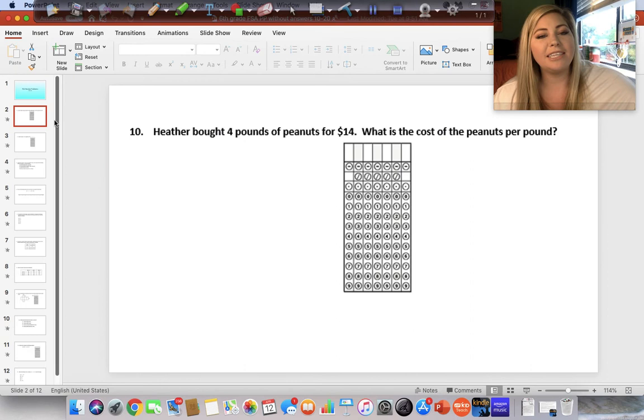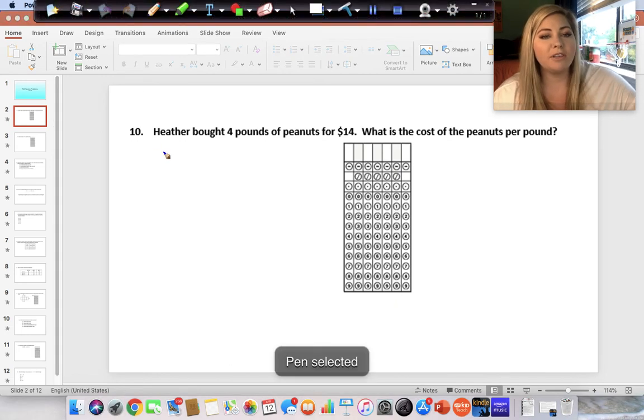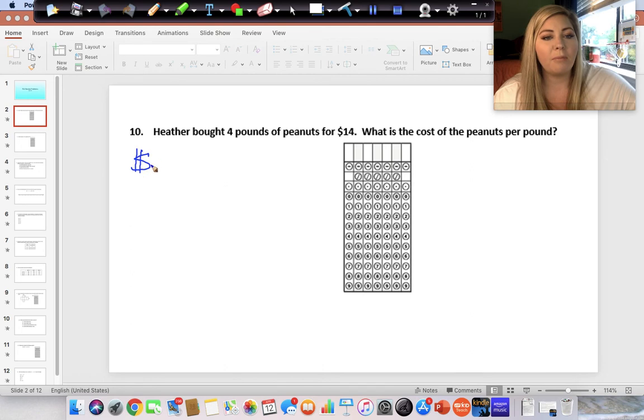All right, number 10 says, Heather bought 4 pounds of peanuts for $14. What is the cost of peanuts per pound? So in order to solve this problem, we're going to put our money on top. Our 4 pounds goes on bottom. What we're looking for is how much for just 1 pound. And so we are looking for X marks the spot.